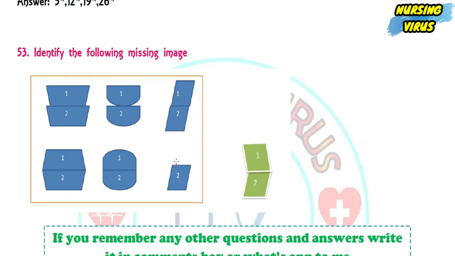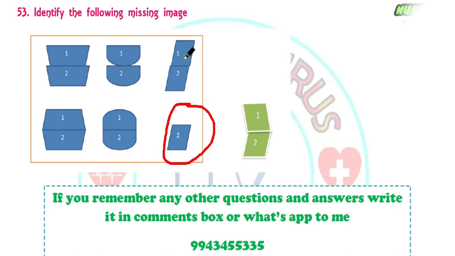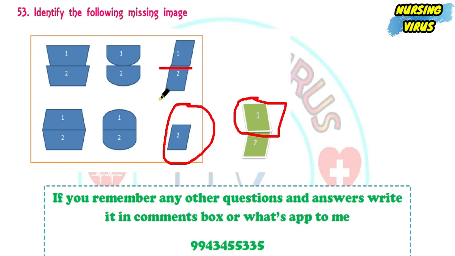So the next one, identifying the missing image in the given picture. Some shapes are given and they asked, what is the missing picture in this image? Just make the reverse, inverting the bottom. Inverting the bottom, we will get this figure. So this is the correct option.